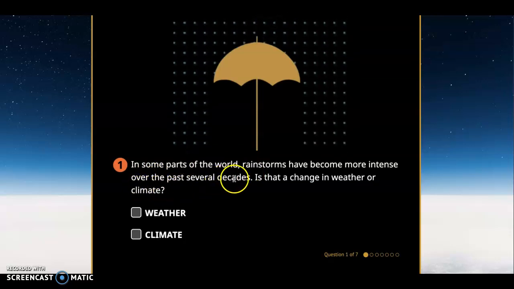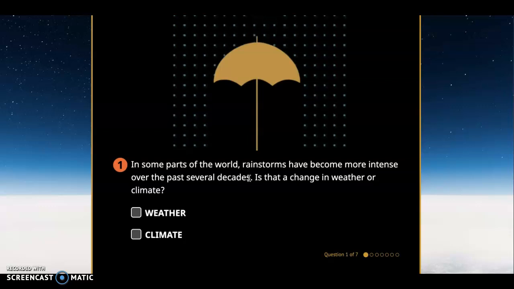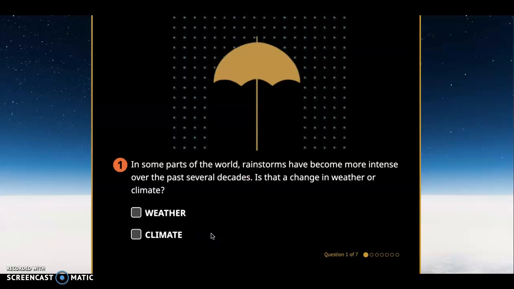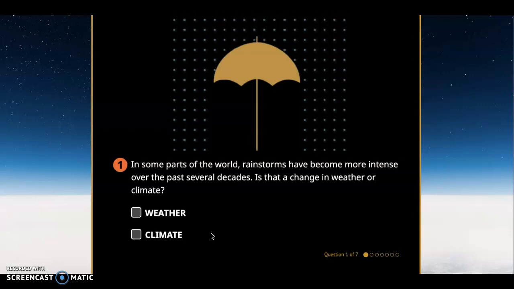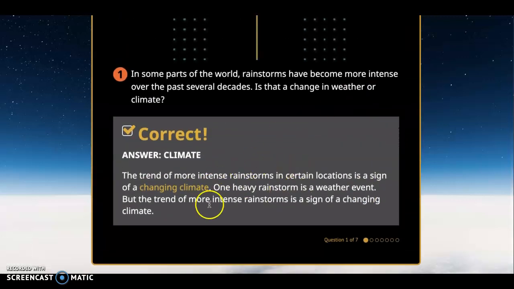Now, this question is talking about decades and stronger, more intense storms. Since it's talking about a longer range of time and a change in storms over time, that is climate. This is telling us the trend of more intense storms in certain locations is a sign of climate change. One heavy rainstorm is a weather event. Keep that in mind.